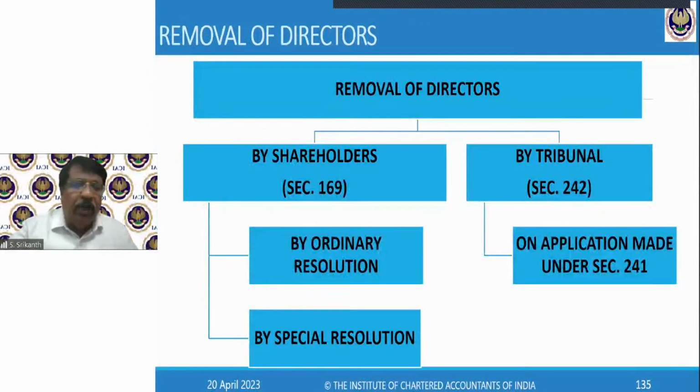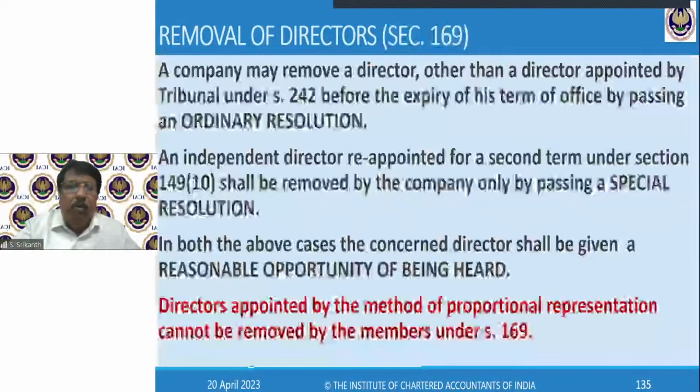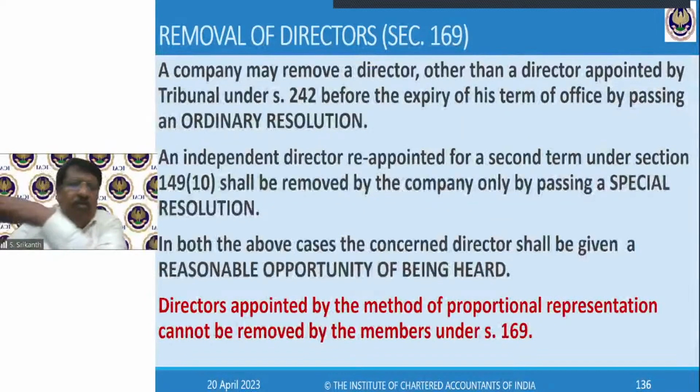So now we move on to another interesting topic, removal. Removal of directors by shareholders is under section 169 in this chapter, and by the Tribunal under section 242, oppression and mismanagement. We'll see both. Removal by shareholders can be by ordinary resolution or special resolution. Let us see when it will be ordinary and when it will be special. A company may remove a director, other than a director appointed by the Tribunal under section 242, before the expiry of his term of office by passing an ordinary resolution.